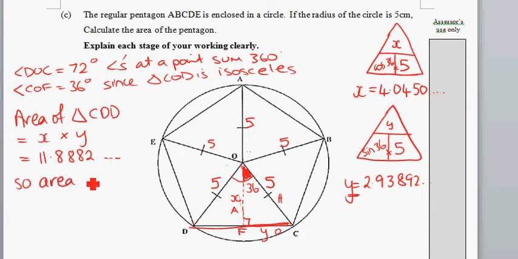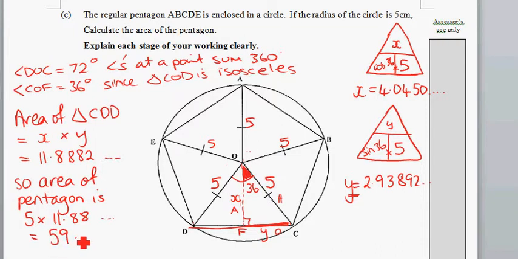So area of pentagon is 5 times, and working that out on the calculator, 59. I'm doing some rounding with it, 59.4 centimetres squared. That's rounded to 1 decimal place. So obviously you would set it out clearer down below.